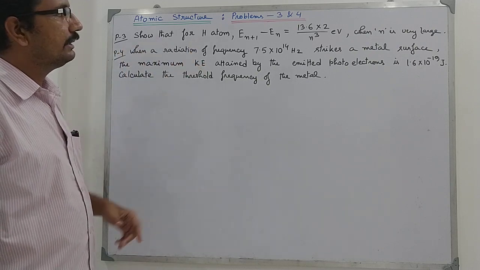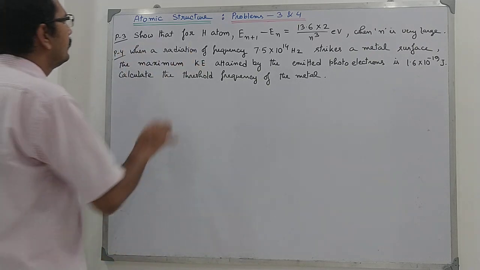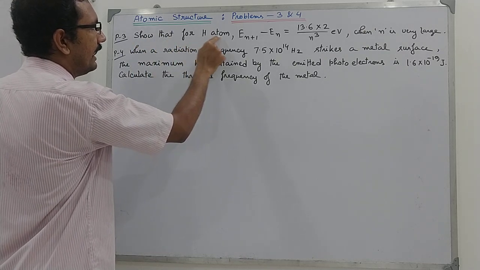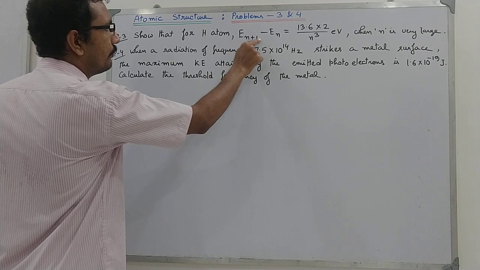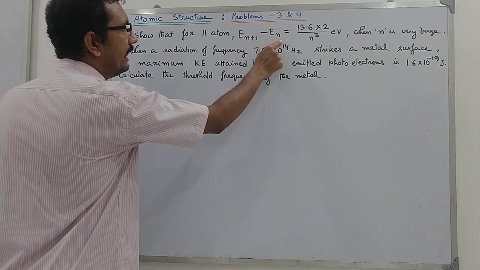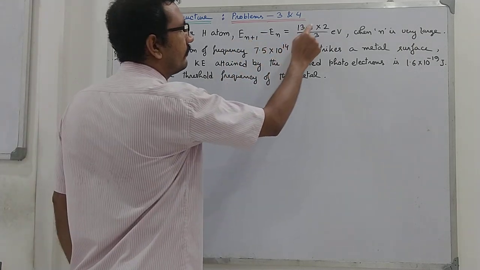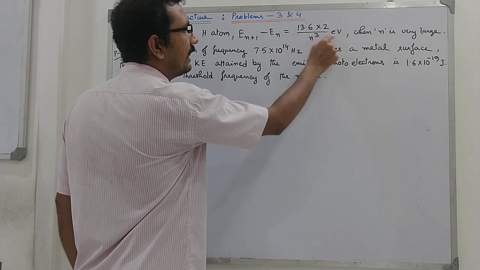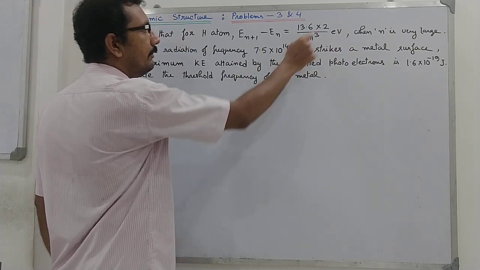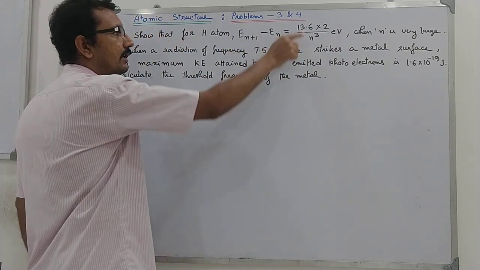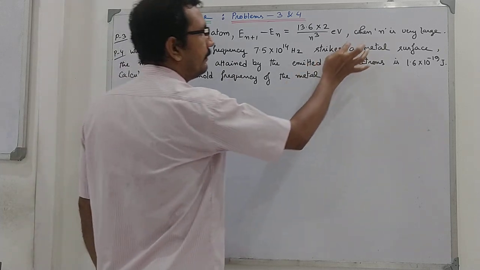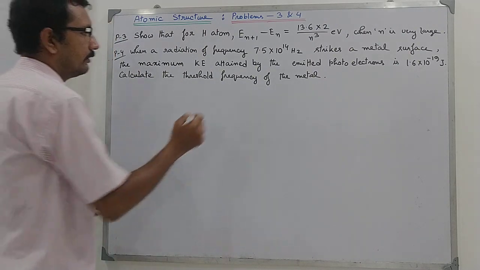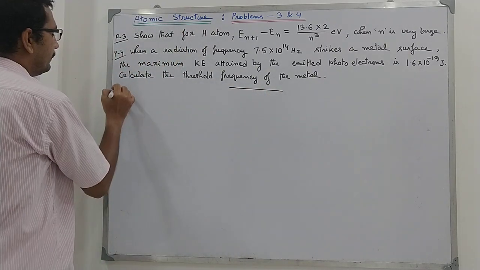Now what problem 3 is, it is given as: show that for hydrogen atom En plus 1 minus En equals to 13.6 into 2 upon n cube electron volt. So this you have to show, you have to prove this relation. Now a condition is given when n is very large. So let us first solve problem 3.